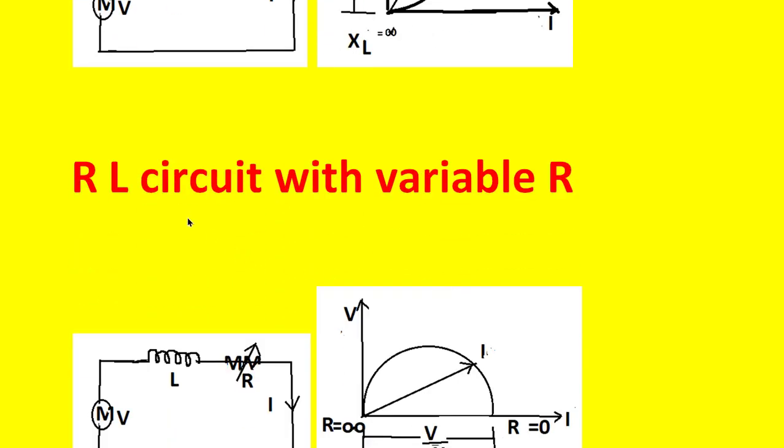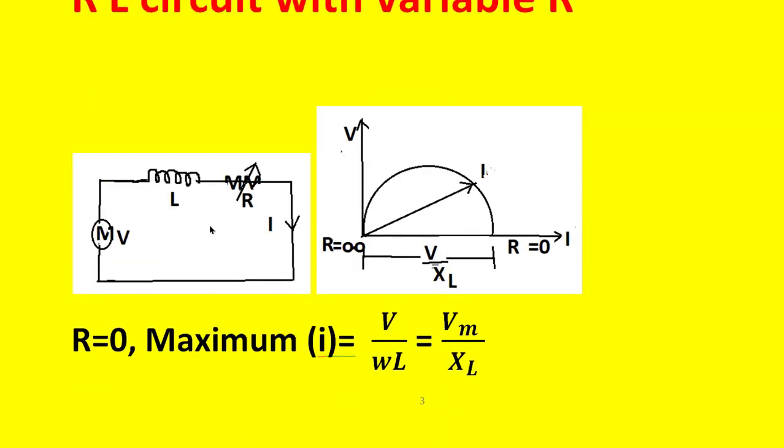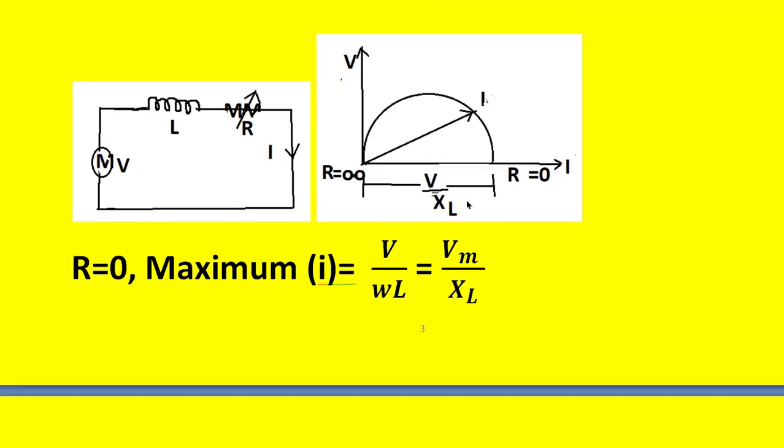And next, coming to the RL circuit with variable resistor. Whenever we have a circuit like this, the first thing that we have to do is draw the voltage vector position and also the current vector position. Then the next step is to make the variable component value 0. So in this case it is resistance, make it 0.